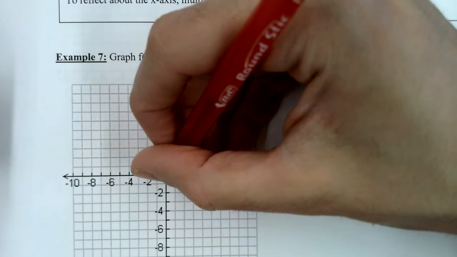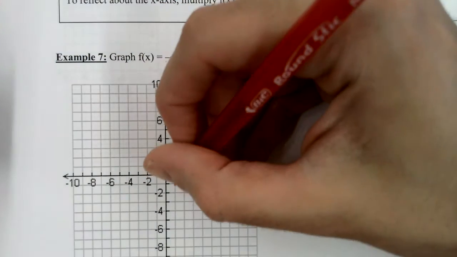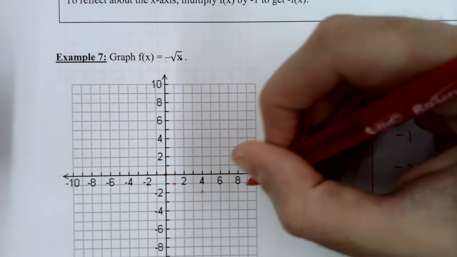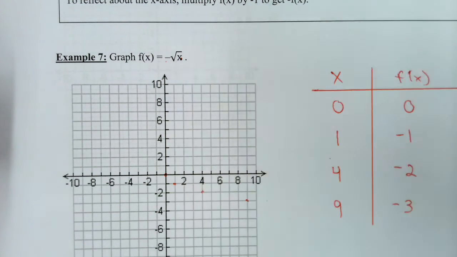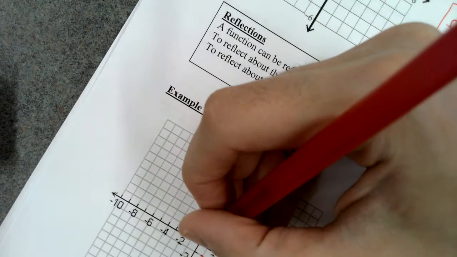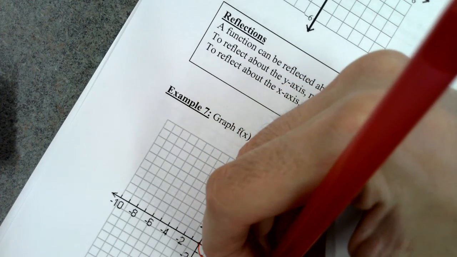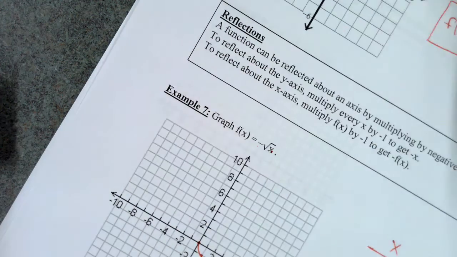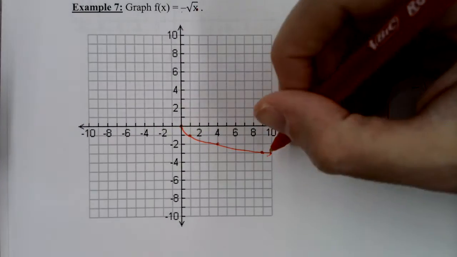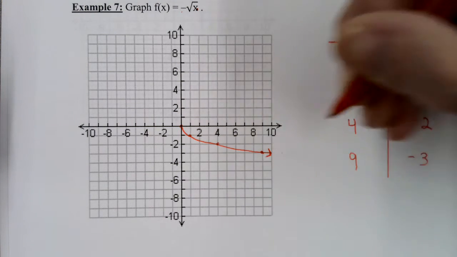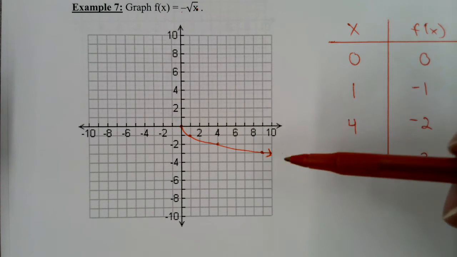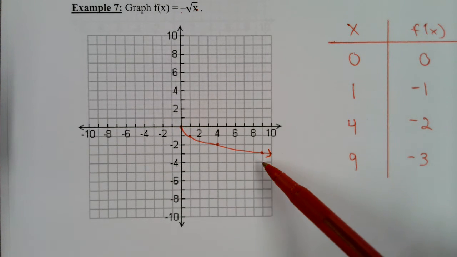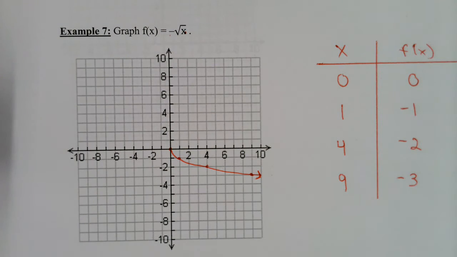So we got 0, 0. We got 1, negative 1. We got 4, negative 2. And then we have 9, negative 3. Let me draw the graph. Again, think back to last class, but this is the square root parent function just reflected across the x-axis. Last time it went like this. But we're reflecting that across the x-axis because of that negative sign out front.